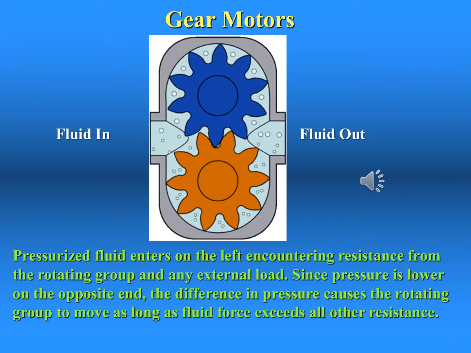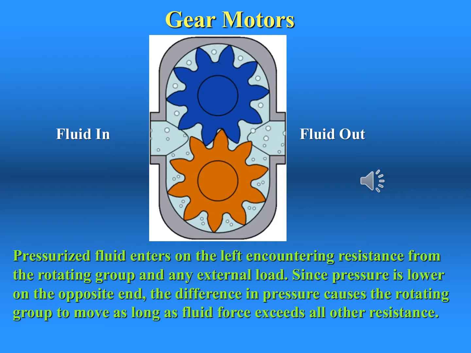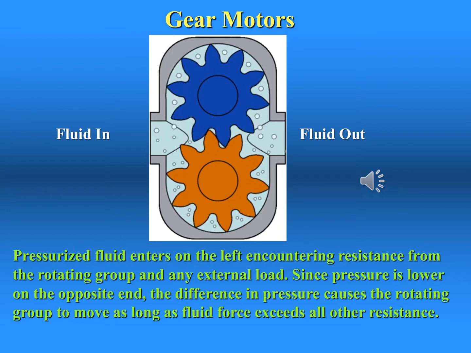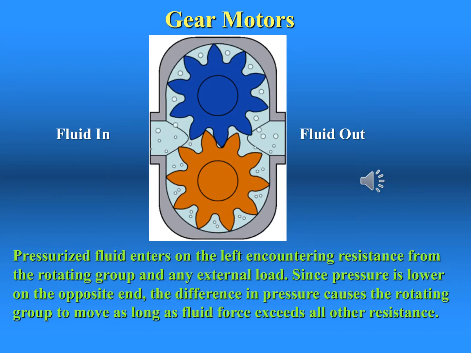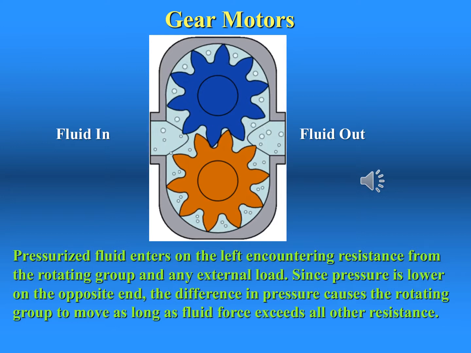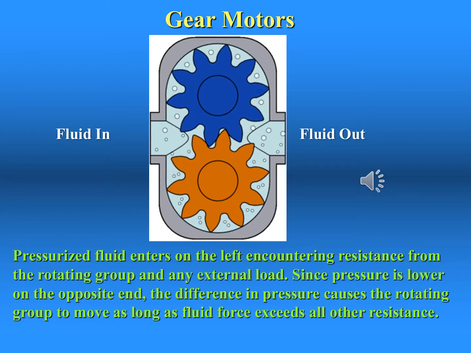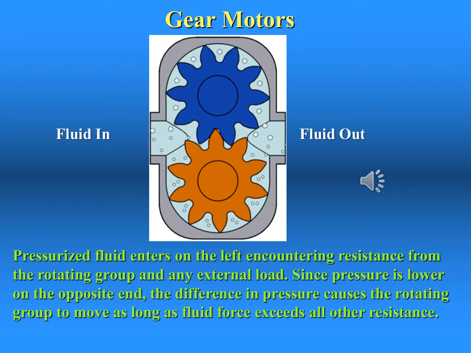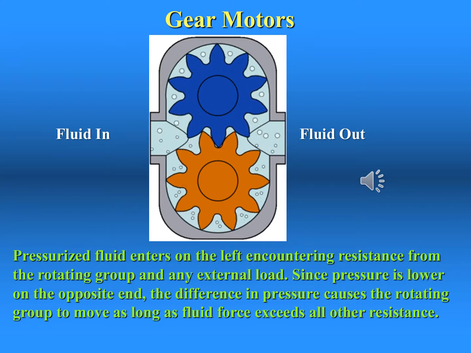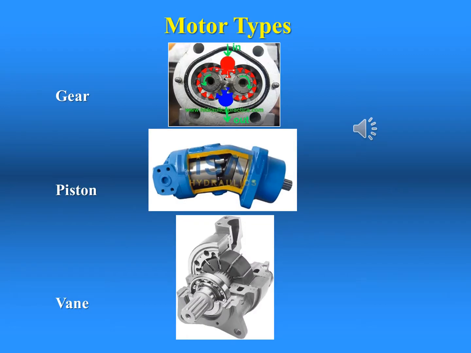In this animation of a gear motor, fluid enters on the left and contacts the gear faces, causing them to move away from and separate from each other. As the gear faces separate, they cause rotation, which is delivered to an external shaft, and mechanical rotary force is produced. This force may be calculated and requires the pressure value and the size of the motor in cubic inches per revolution. This slide shows three common types of motors.